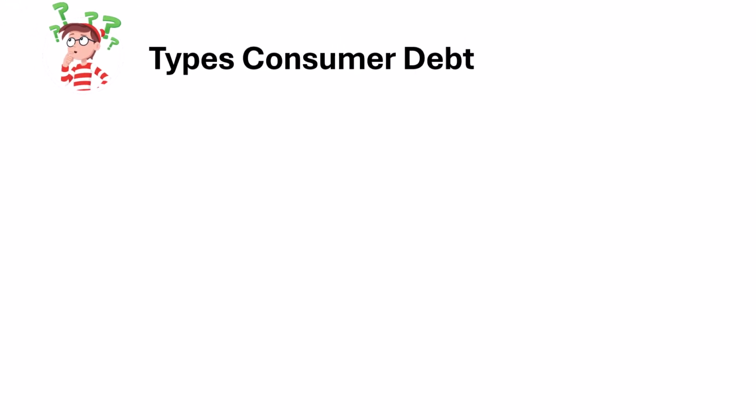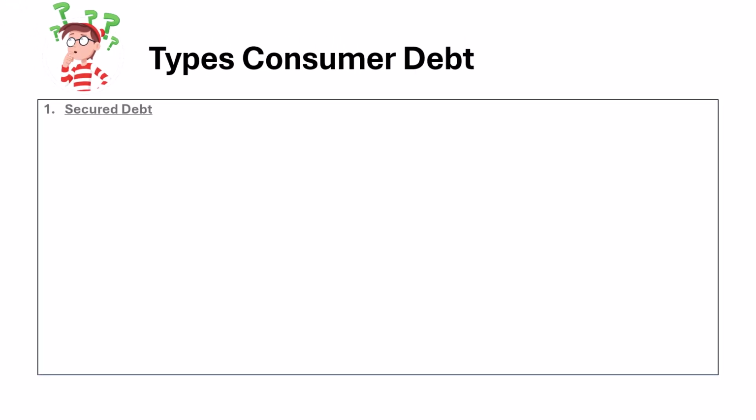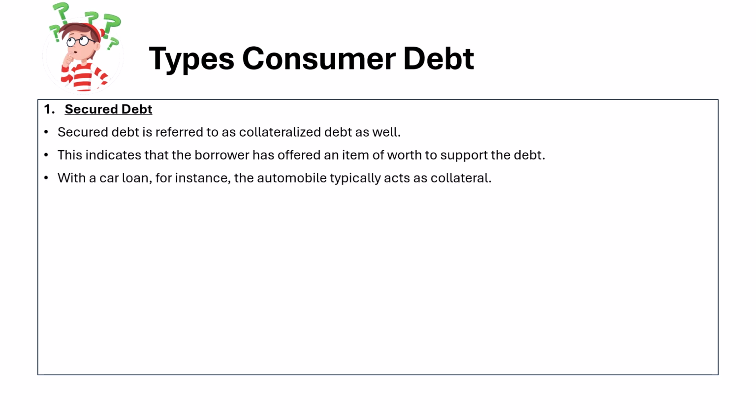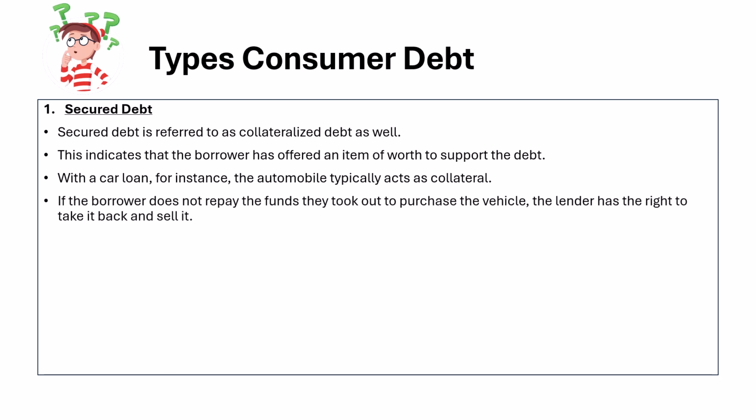Now that you understand the components of debt, let's look into the types of consumer debt. The first type of consumer debt is secured debt. Secured debt is also referred to as collateralized debt. This indicates that the borrower has offered an item of worth to support the debt. With a car loan, for instance, the automobile typically acts as collateral. If the borrower does not repay the funds they took out to purchase the vehicle, the lender has the right to take it back and sell it.